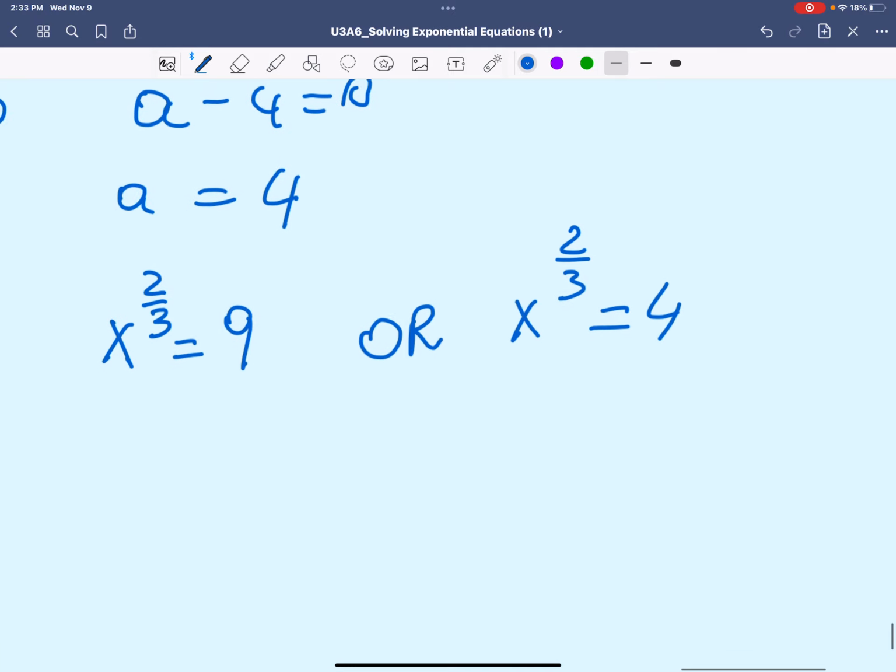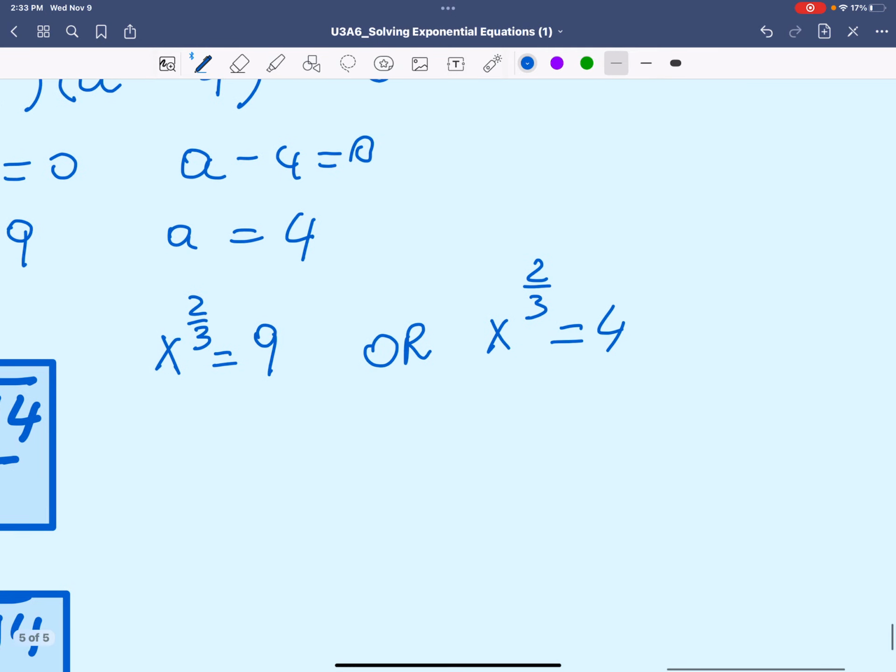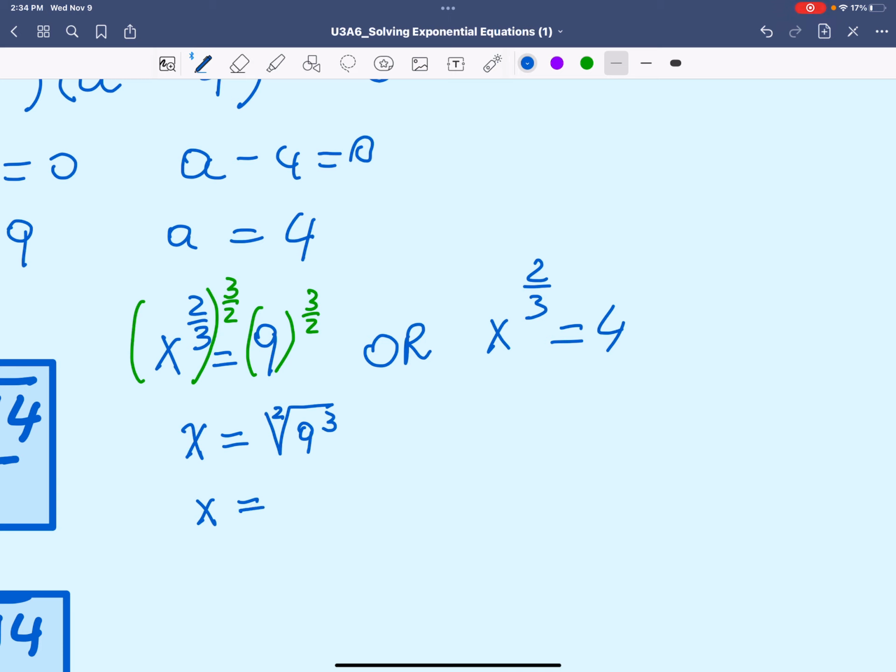So to solve for x now, we need to release x from the power of 2 over 3. Remember how we did that before? Bring both sides of the equation to the power of 3 over 2, and that would leave x to the power of 1. 9 to the power of 3 over 2 will be the square root of 9 to the power of 3, basically. So square root of 9 is 3, to the power 3 is 27.